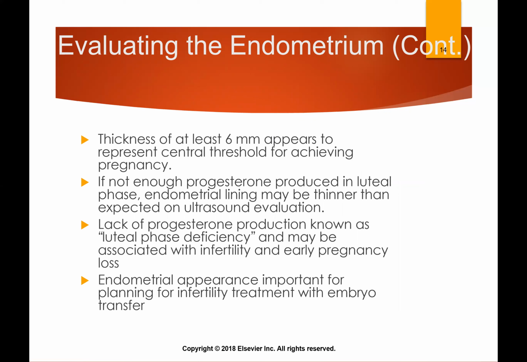So when you're evaluating the endometrium for infertility, you want a thickness of at least 6 millimeters to be the central threshold for achieving pregnancy. Now, ideally around day 14, you want it about 1 centimeter. So you want it at 10 millimeters.